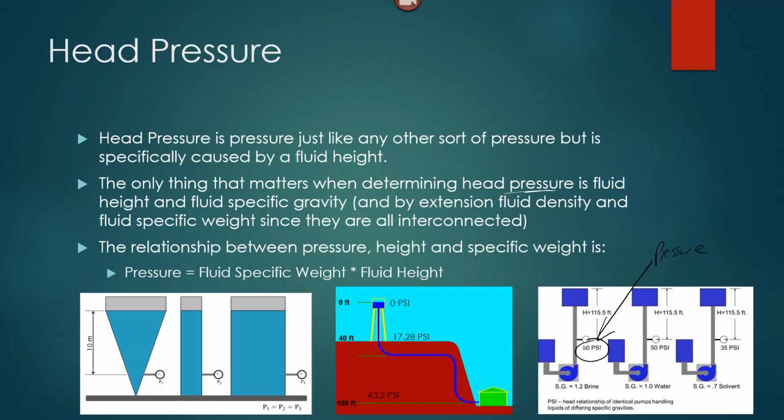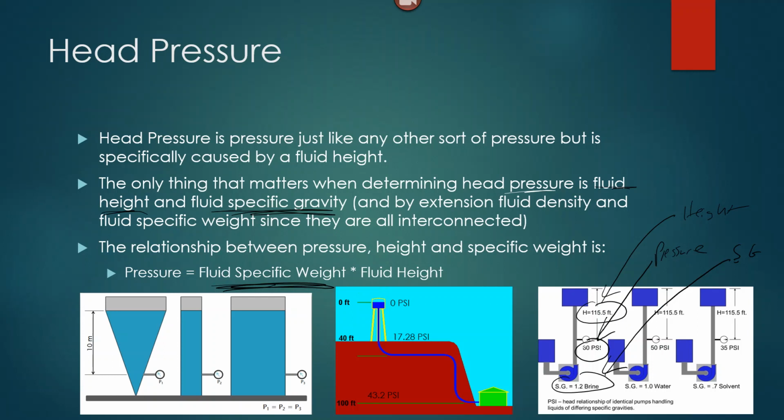It's going to be the fluid height. Okay, so here's our height. And the fluid specific gravity. More specifically, the specific weight. Okay, so that's going to be in this formula in here. So pressure equals fluid specific weight times fluid height.